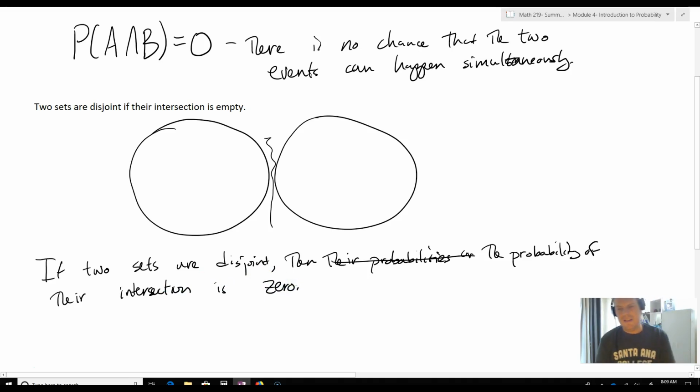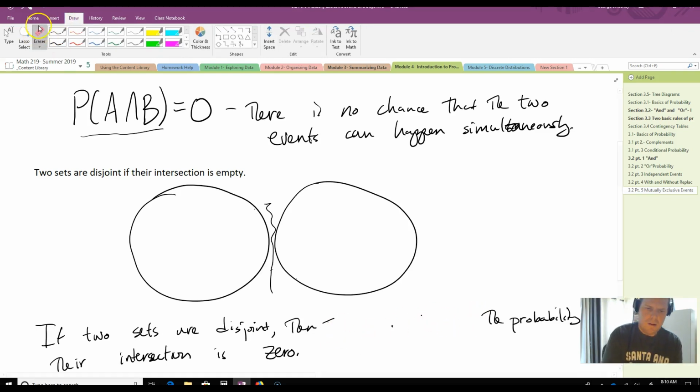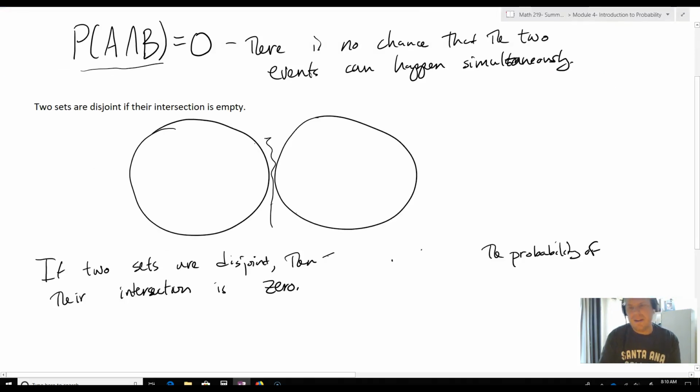And so this makes sense, because if you remember, how we find the probability of A intersect B is we figure out all the stuff that's in the intersection and we count it. But since there's nothing in the intersection, that there are 0 elements in the intersection, that means the probability of their intersection occurring is actually 0. So that kind of makes sense. Let's give it a little bit of an example.